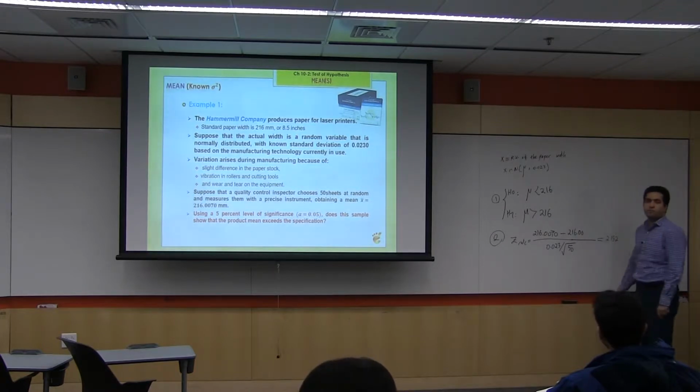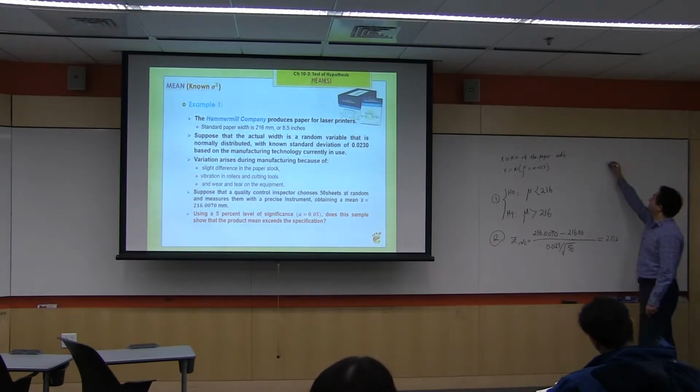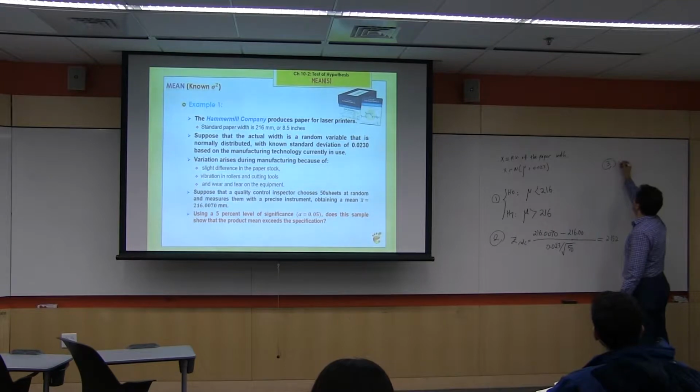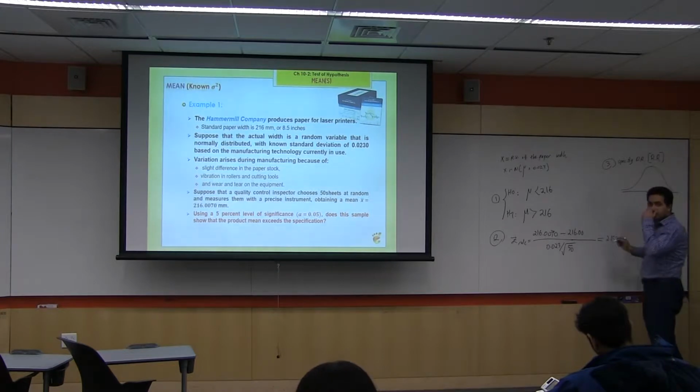2.152. Great. I'm done with the second step. The third step: I specify the decision rule, DR. I'm using an approach which is called the rejection region method. This approach is called RR, rejection region.